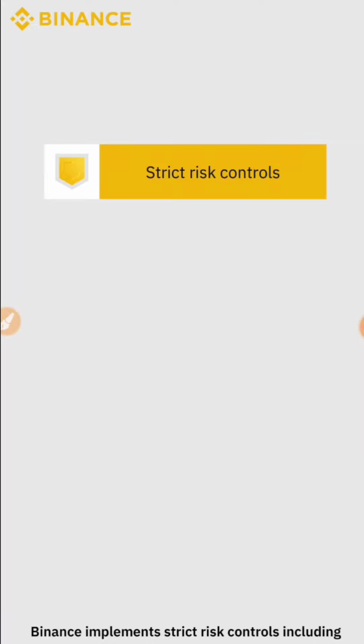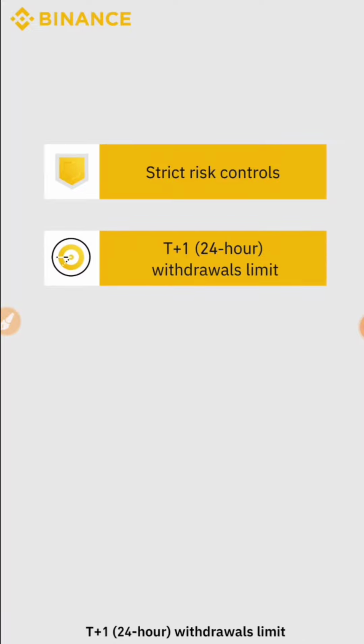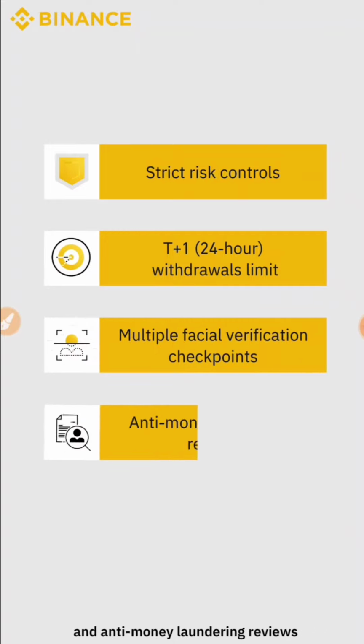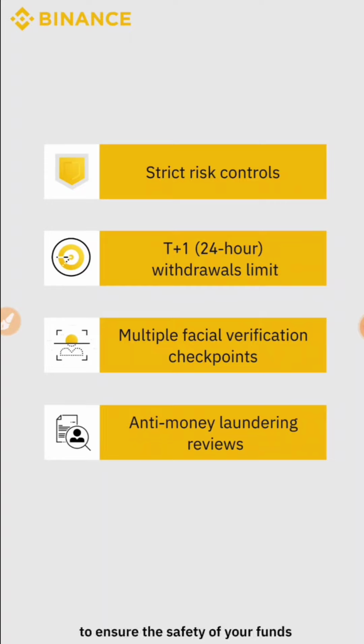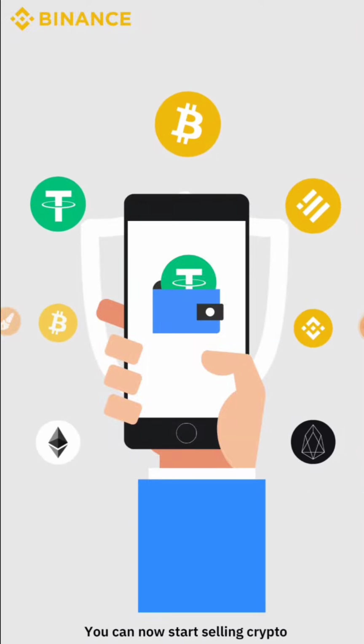Binance implements strict risk controls, including T+1 or 24-hour withdrawals limit, multiple facial verification checkpoints, and anti-money laundering reviews to ensure the safety of your funds. You can trade P2P worry-free. It's fast, simple, and convenient. You can now start selling crypto on Binance platform.